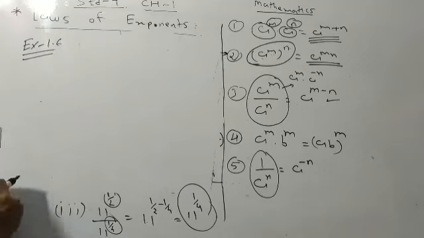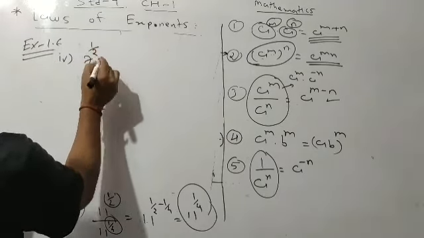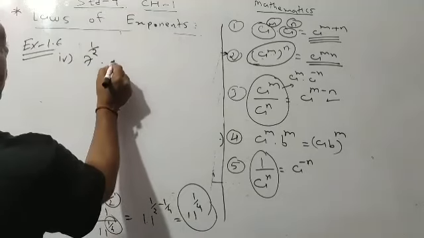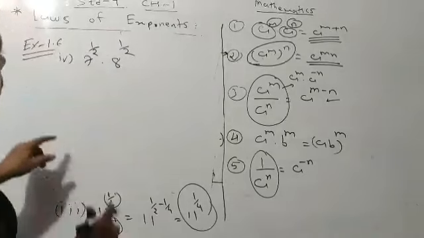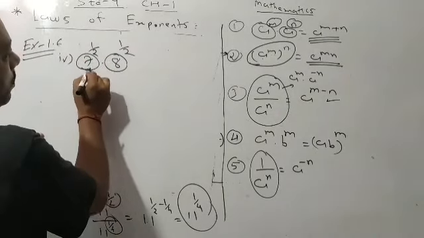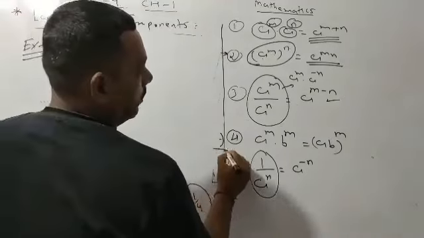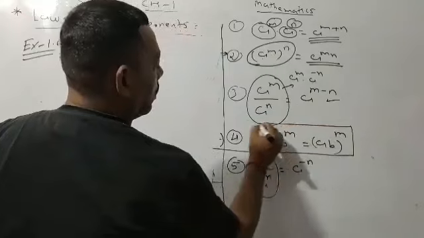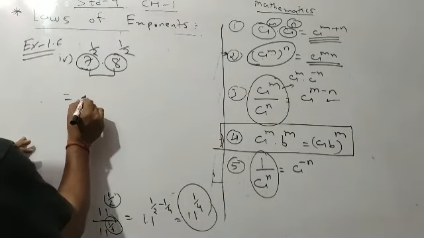And the last question of question number 3 is 7 raised to 1 by 2 into 8 raised to 1 by 2. Now see, 7 raised to 1 by 2, 8 raised to 1 by 2, in this case the bases are different. So can we say it is the fourth law? So on the basis of that, what can we write?